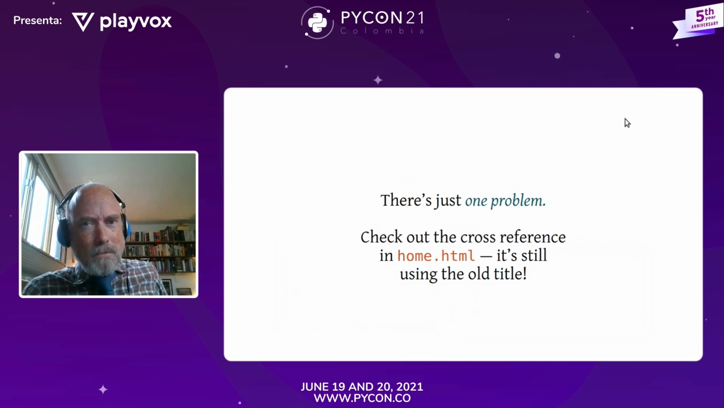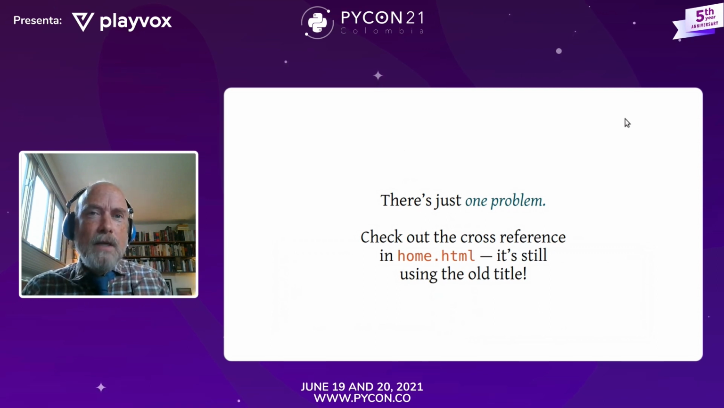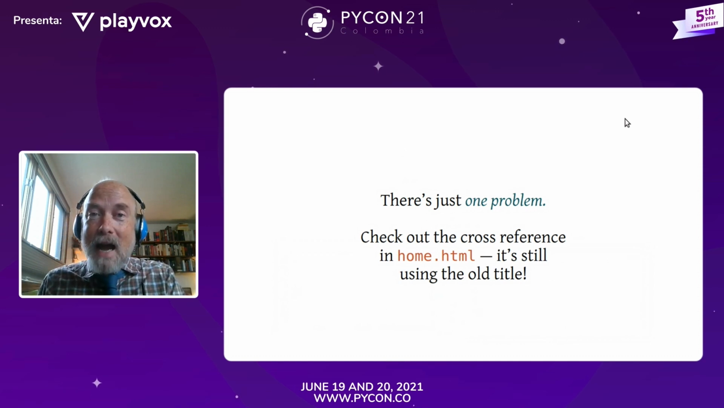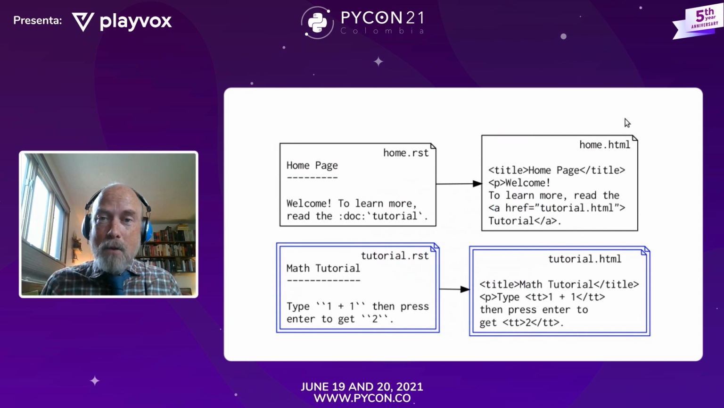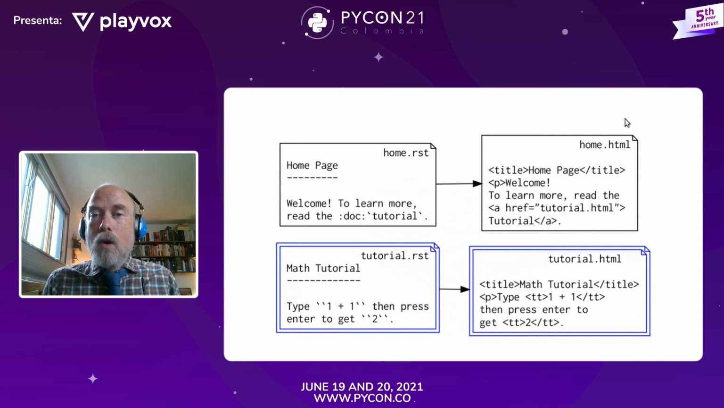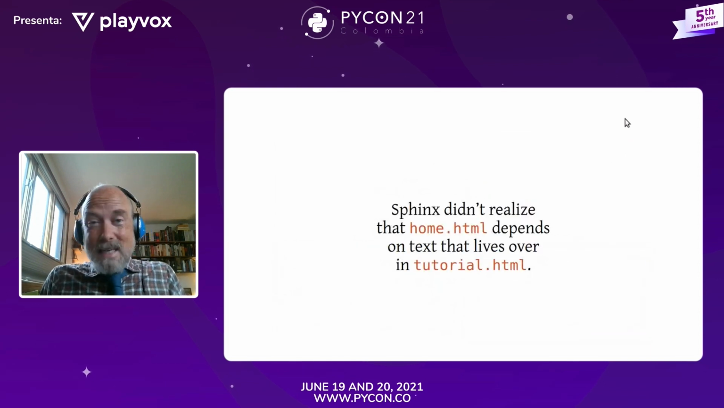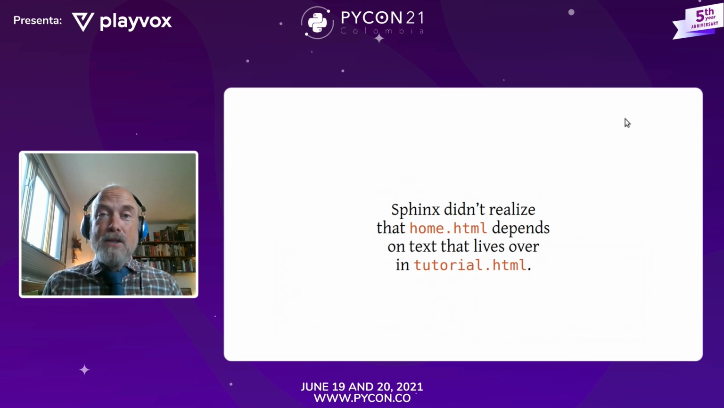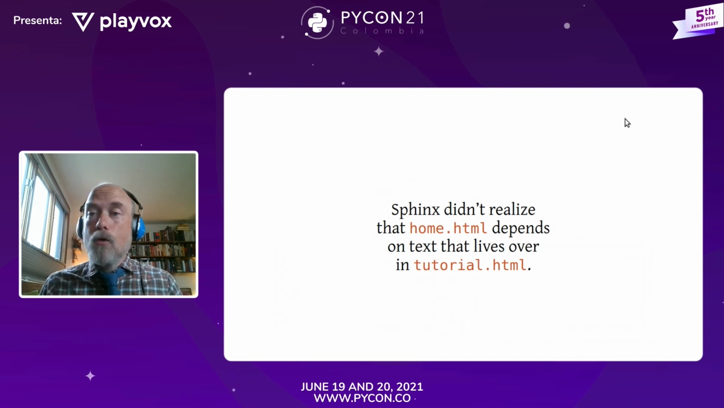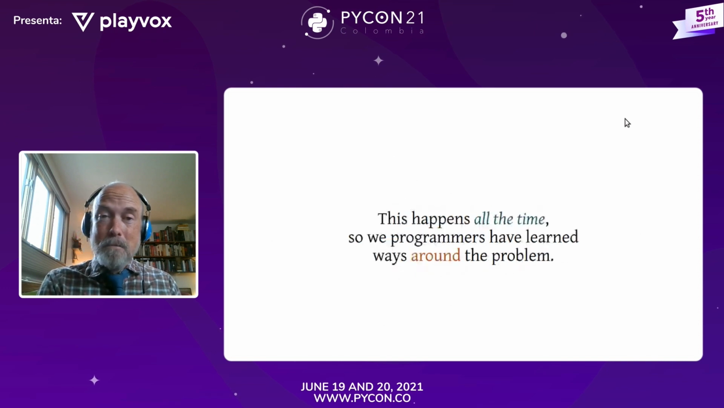There's just one problem. Check out the cross-reference in home.html. It's still using the old title. Look at that in the upper right. It still says to learn more, read the tutorial. It hasn't updated to the new title. Sphinx didn't realize that home.html depends on text that lives over in tutorial.html and tutorial.rst. And so it didn't get rebuilt.